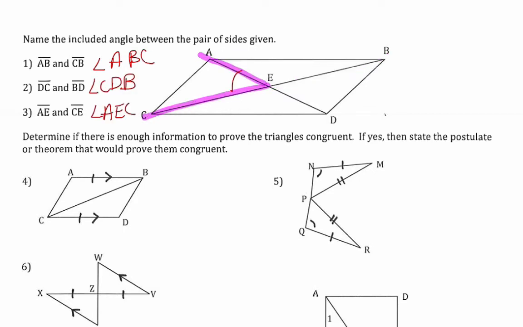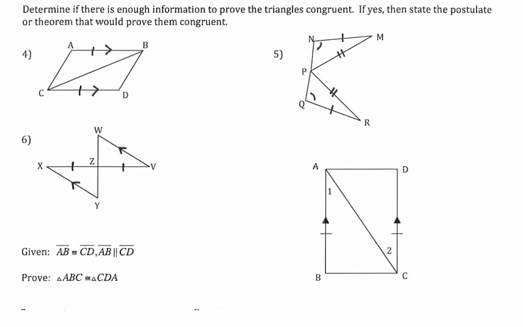Now the reason we're interested in the included angle is because that's the only way for side-angle-side to work. So if you're going to use side-angle-side, you have to make sure you understand the idea of included angle. So what we're going to try and do is determine if these triangles down here are congruent. So determine if there is enough information to prove them congruent. If yes, state the postulate or theorem that would prove them congruent. So we're going to be looking for angles and sides that match up.